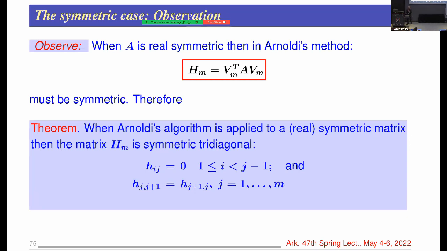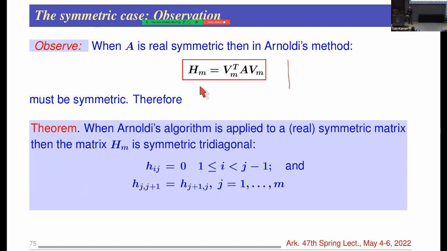Let's talk about the symmetric case now. This is going to be a little faster. In the symmetric case, you have the relation: this matrix Hm that you have here, which is Vm transpose A Vm, is that Hessenberg matrix except the last row that I talked about earlier. That matrix turns out to be symmetric. Because A is symmetric, this matrix is symmetric. If you look at the transpose of this, you've got the same thing.